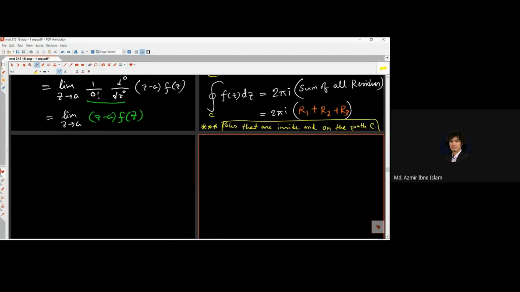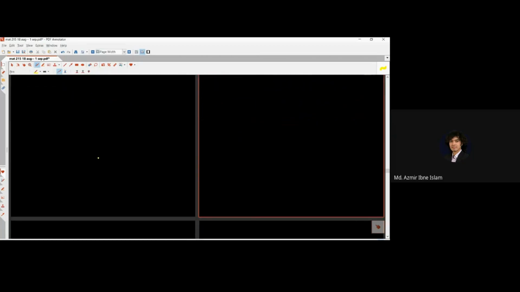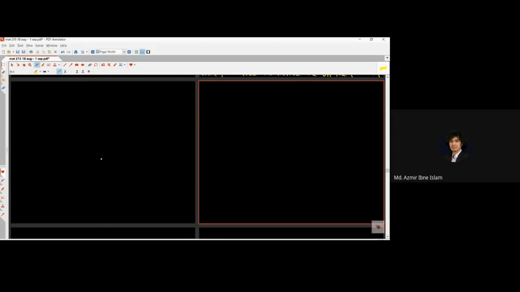So this is the important thing of residue theorem. So try to note down this one. So now we are ready to solve one problem. So let's summarize all these things.